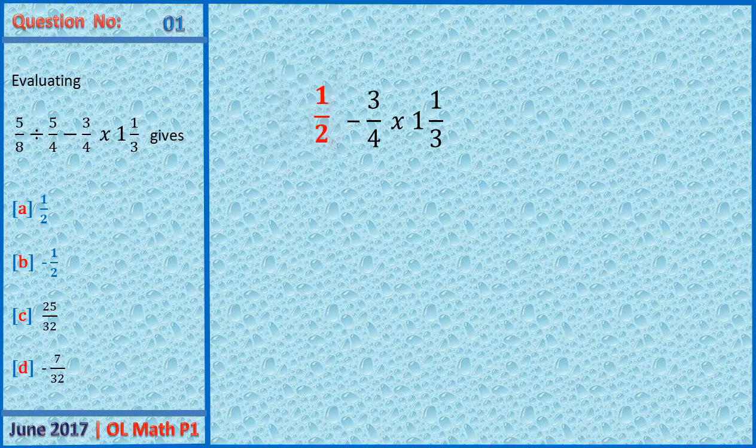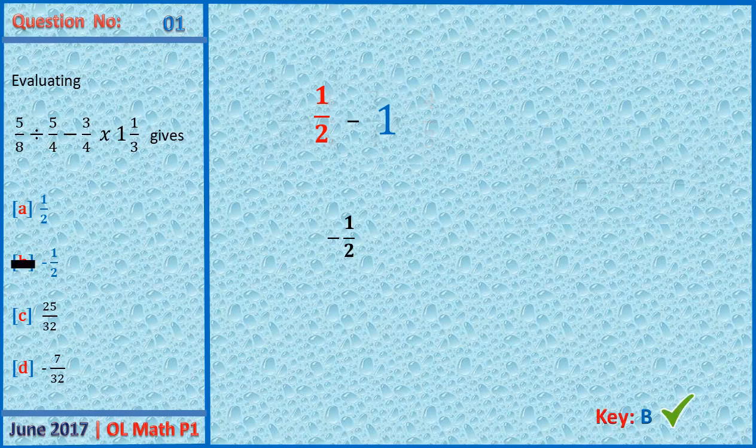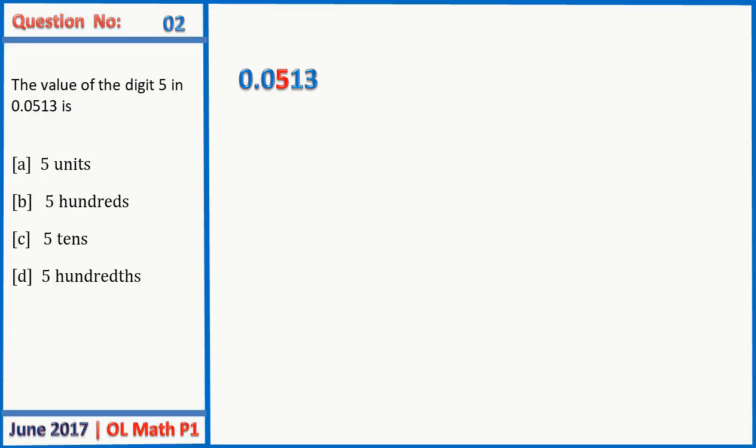The next operation is multiplication, but we have to convert the 1 and 1/3 to an improper fraction, giving us 4 on 3. And when you cancel out, you have 1. So a half minus 1 gives us minus a half. The key is B.